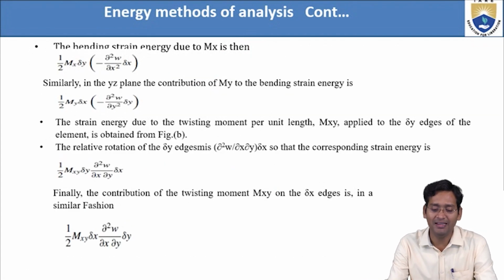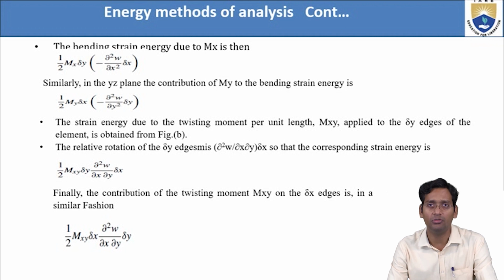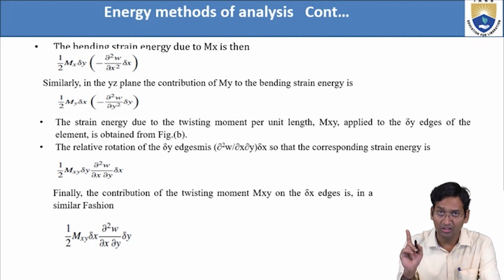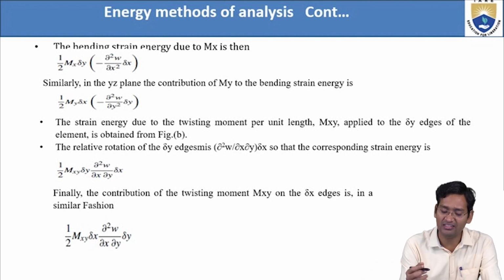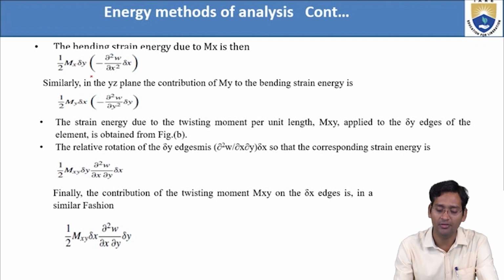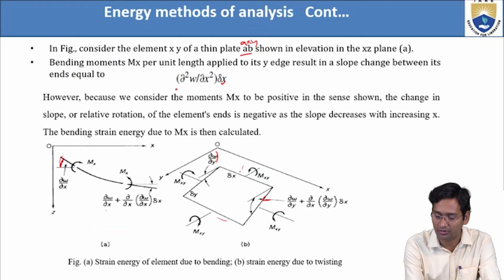Okay. Now the bending strain energy due to Mx is then... So bending strain, that will be what? First force into bending strain energy, half M theta square you can say that also, where M is the mass. So in a similar way, we can write the bending strain energy as half Mx into del y minus the CR. This one. What is this one?